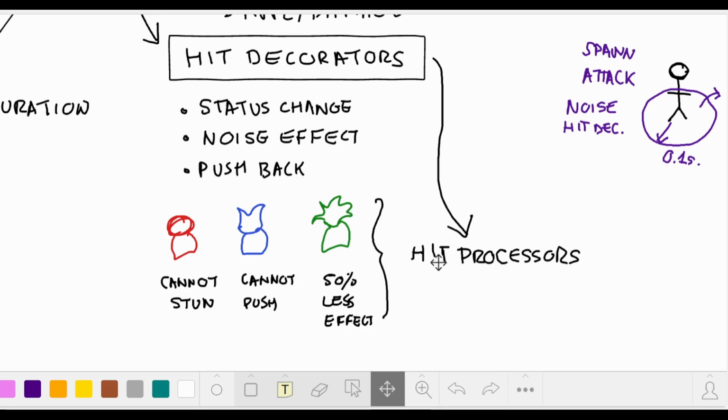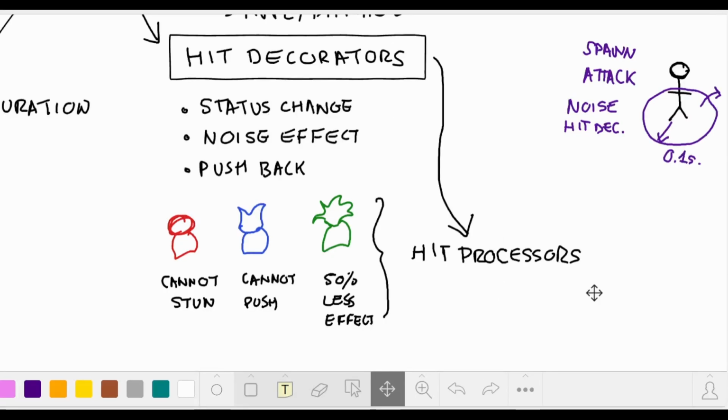Why? Because these decorators are processed by what we call hit processors. The hit processors are implemented in the classes that define the enemies. In this case, we would probably have the same class. This is an enemy controller, for example, but each enemy controller has a different data object. And in this data object, we can actually tune these properties, and we can make it so that the moment they are processing the hit decorator, the reaction is different for all of them.